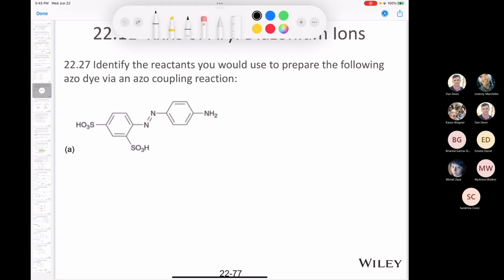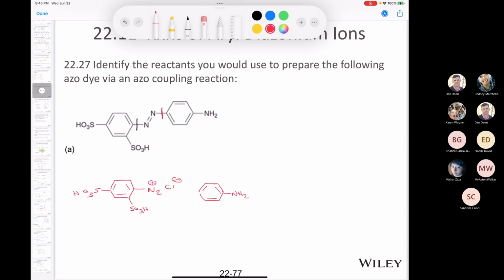Well, really, you're either going to have the diazonium breaking this bond or breaking this bond. So if you break the bond in red, then you'd end up having your diazonium ion on this. So let me just draw it out for you. So you'd have your diazonium here, like this, and then you have a sulfonic acid here, and a sulfonic acid over here. And then your nucleophile would be aniline, like this.